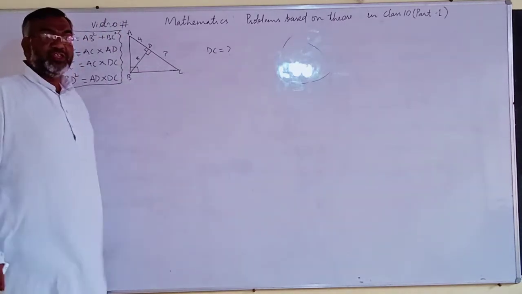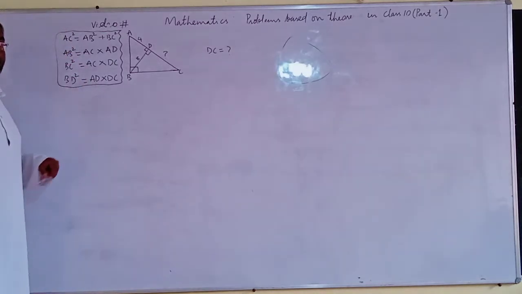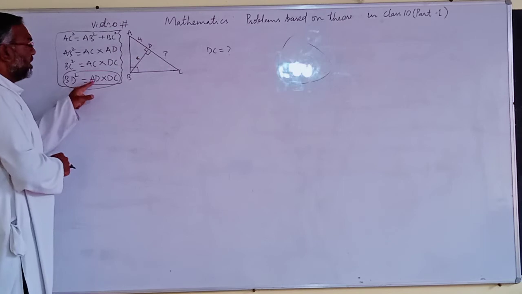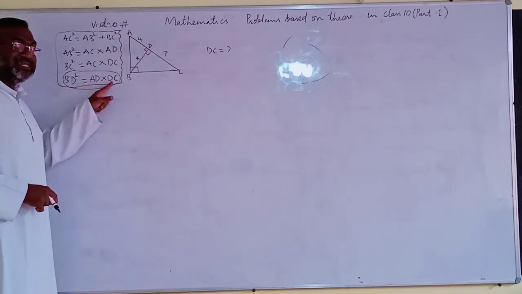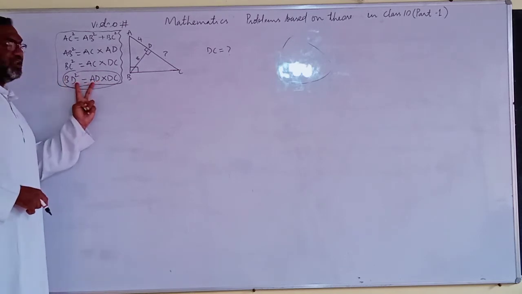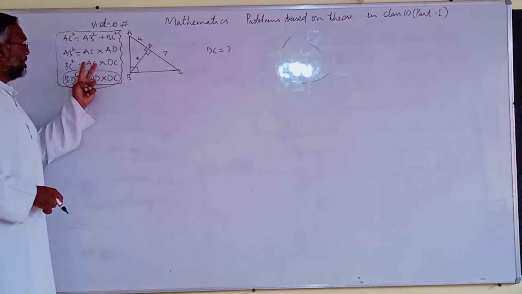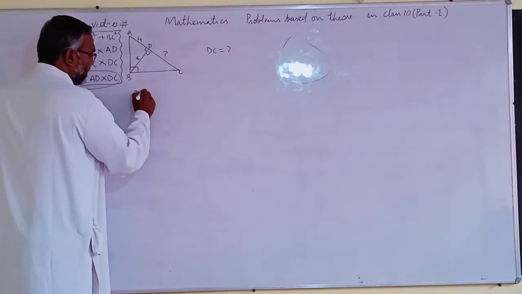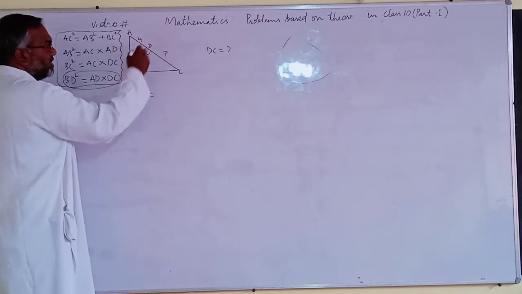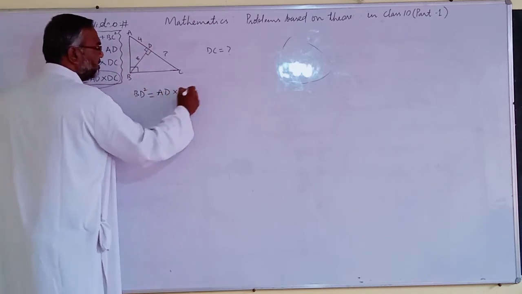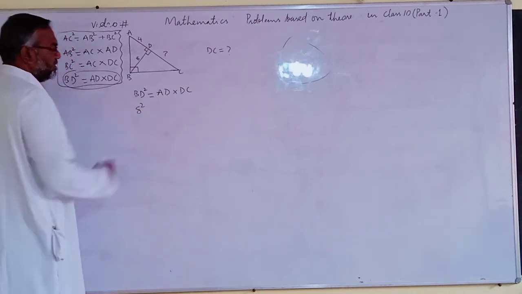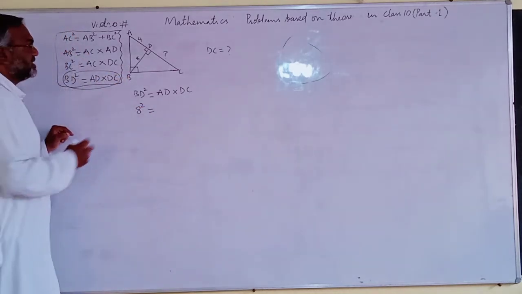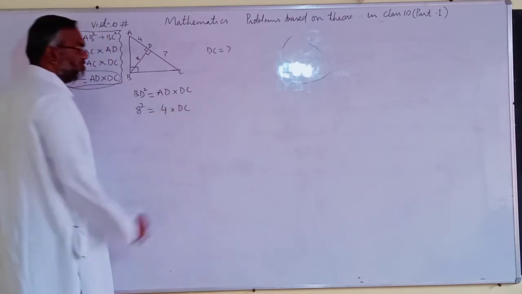Now to find DC, which result do you think will be suitable here? Of course, this one. Why? Because BD is given, AD is also given, and we have to find DC. So out of 3, 2 are given, 1 we have to find. That will be very easy. In other results, 2 will be unknown, so it will be difficult. So here, BD square is equal to AD into DC. Now BD square, 8 square, is equal to AD, which is 4, into DC. DC we don't know.